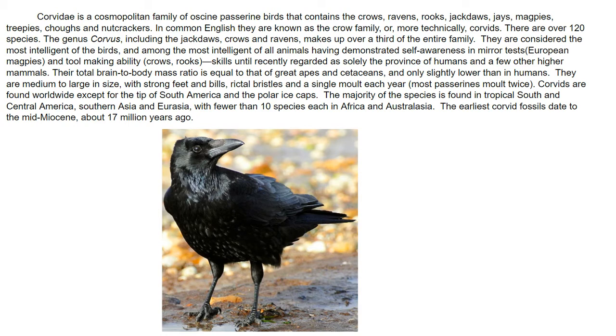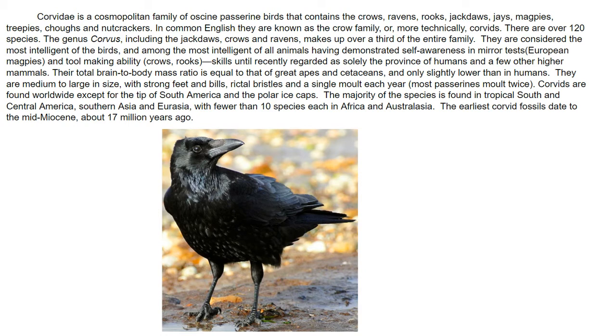Corvidae is a cosmopolitan family of oscine passerine birds that contains the crows, ravens, rooks, jackdaws, jays, magpies, treepies, choughs, and nutcrackers. That in common English, they are known as the crow family, or more technically, corvids. There are over 120 species. The genus Corvus, including the jackdaws, crows, and ravens, makes up over a third of the entire family.